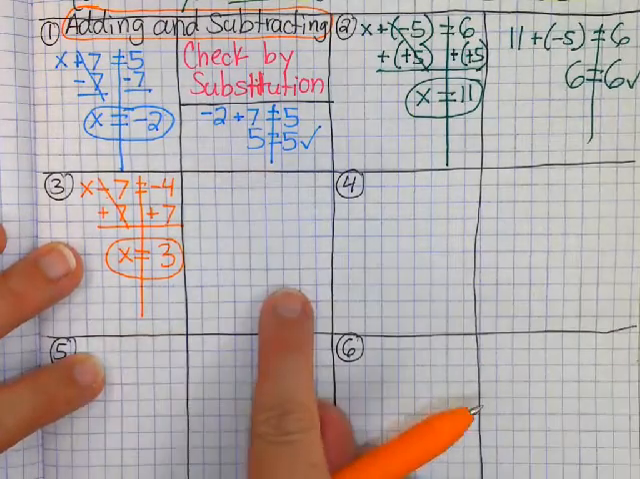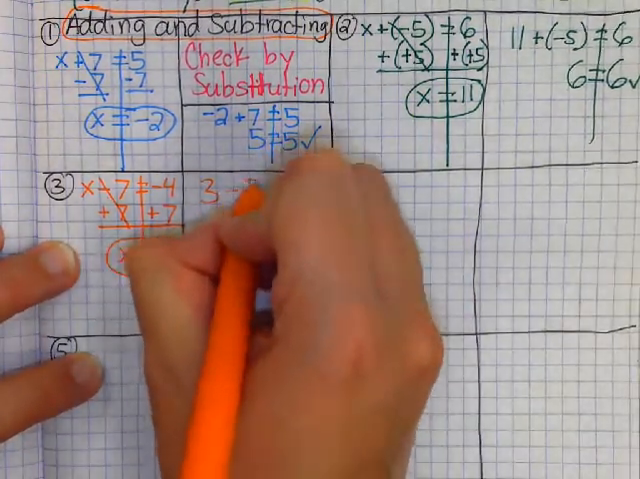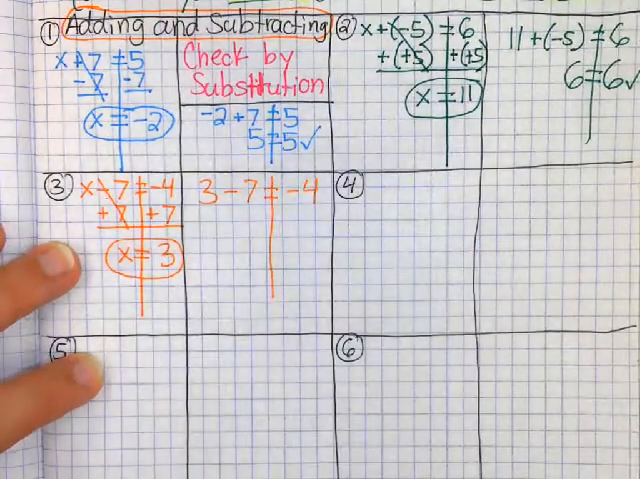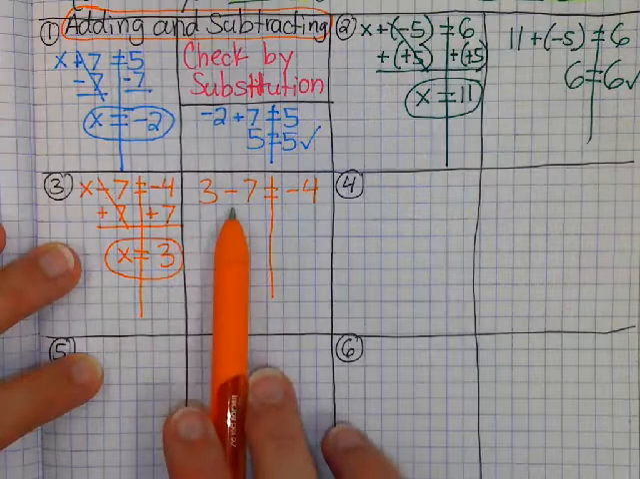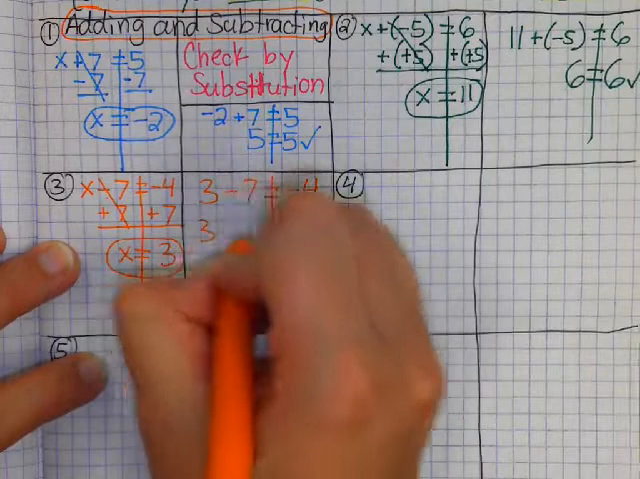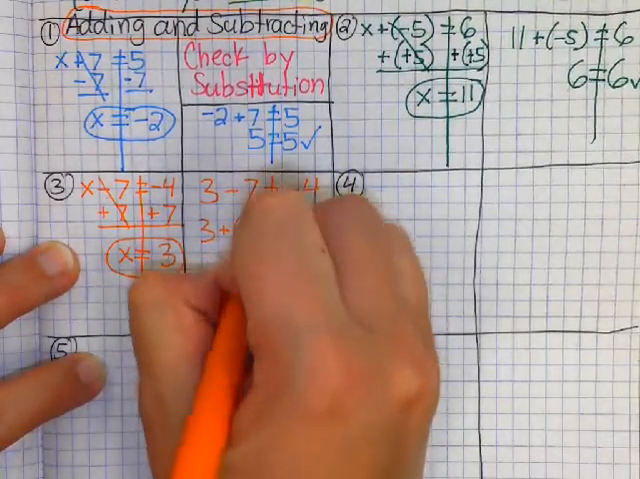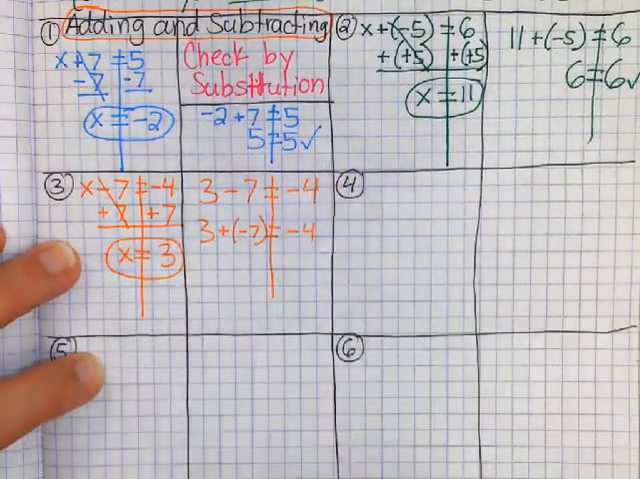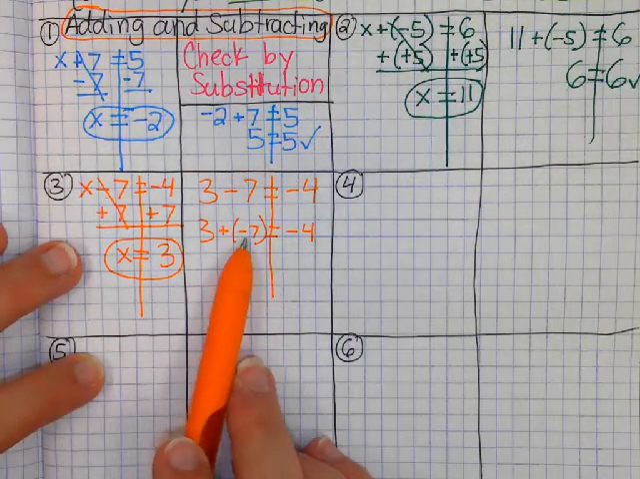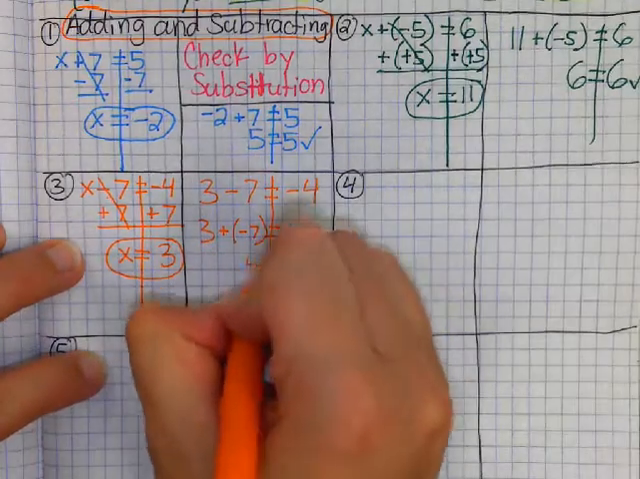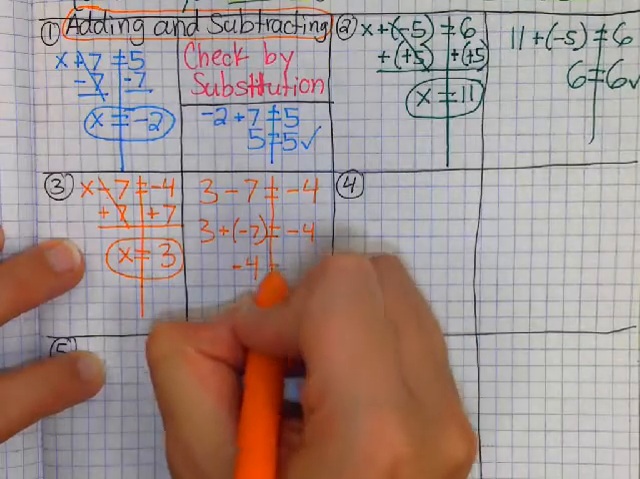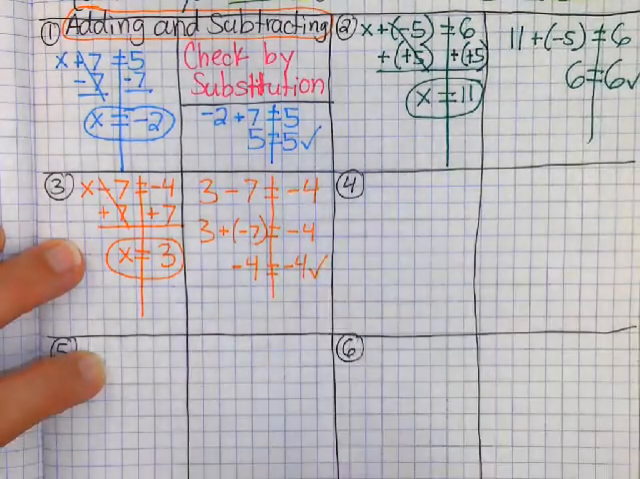Now I need to check. 3 minus 7 equals negative 4. Well, 3 minus 7. Keep change opposite. 3 plus negative 7 equals negative 4. I'm adding, but the signs are different, so I actually subtract. 7 minus 3 is 4. 7 is my bigger number, and it's a negative, so I have a negative 4, and that does, in fact, equal a negative 4.